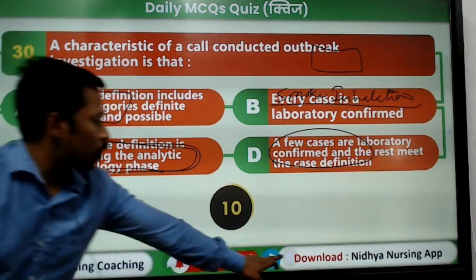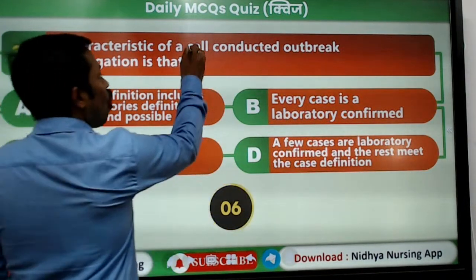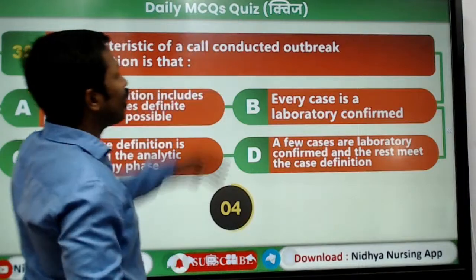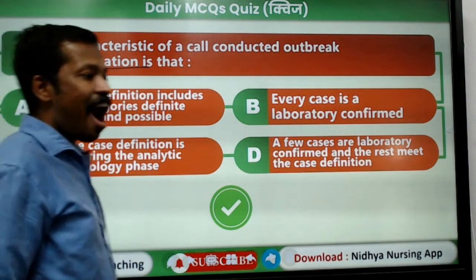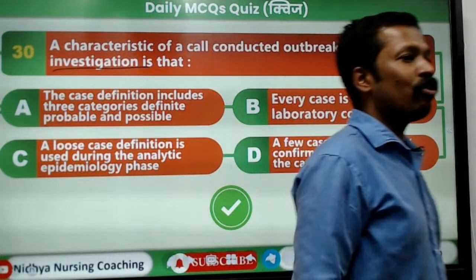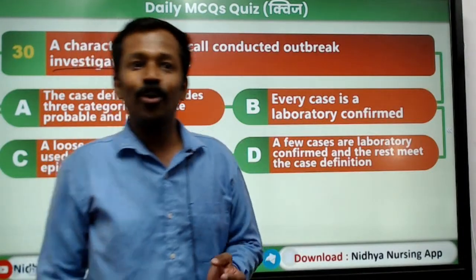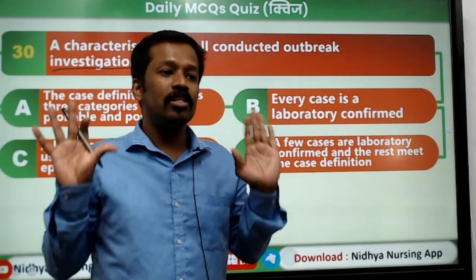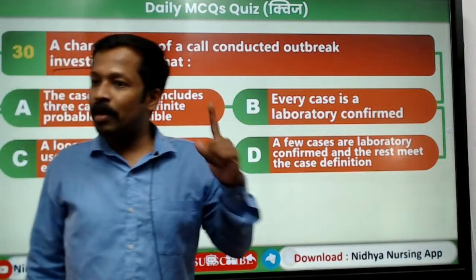Fine. Next one. The characteristics of a call conducted outbreak investigation. For a simple example, take corona. What happened with corona? Simple thought. With that we can think of an outbreak of corona. What did we do?